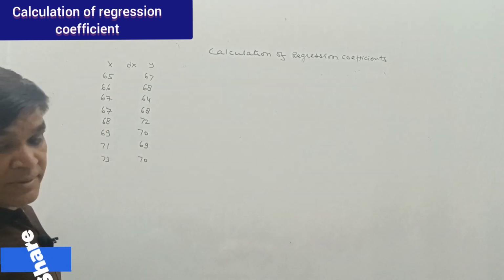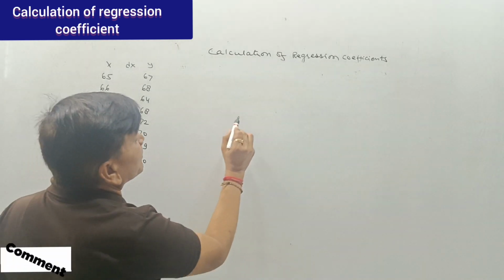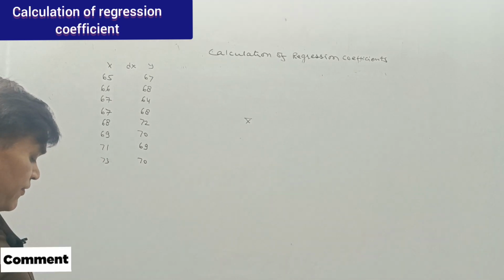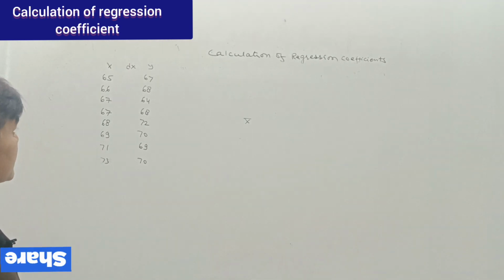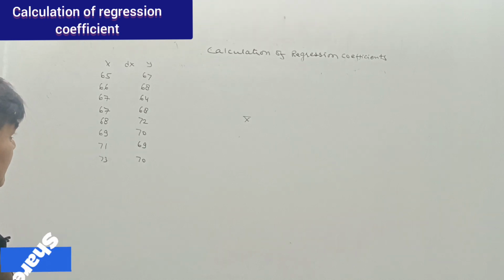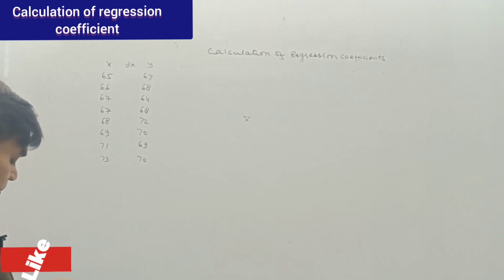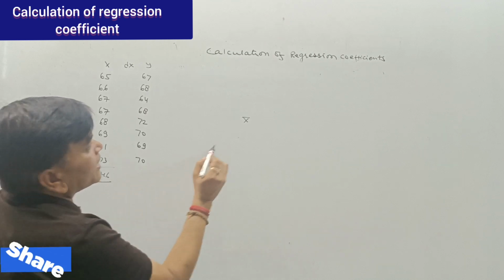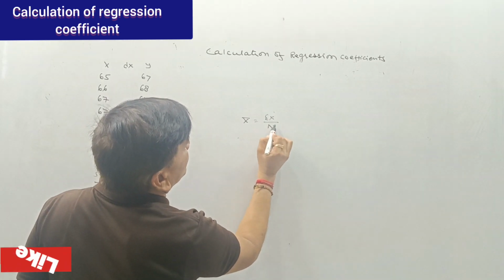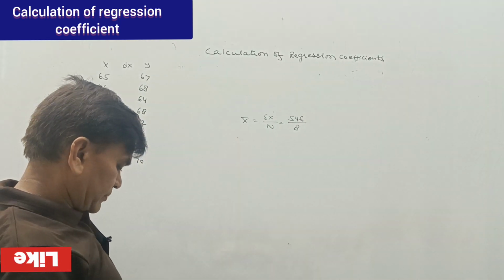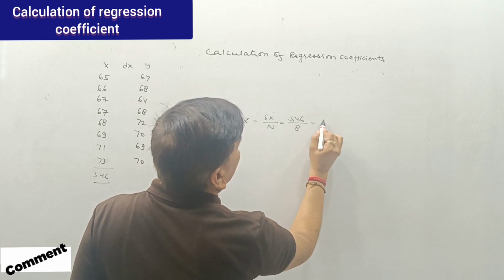For calculating, the very first thing we need is x bar. For getting x bar, that is 65 plus 66 plus 67 plus 67 plus 68 plus 69 plus 71 plus 73. So the total is 546. So x bar is equal to sigma x divided by n, that is 546 divided by 8, that is 68.25.